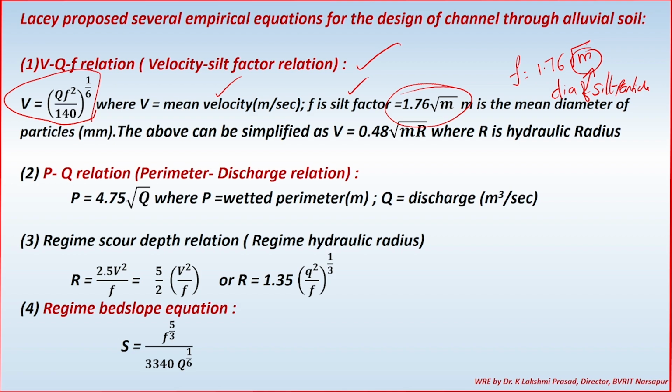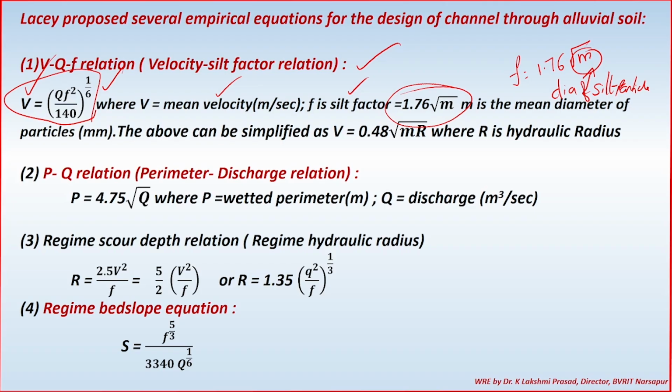Right? Once this is found out, then by using this equation, because normally when you are designing a channel, you are given the discharge and the diameter of the silt particle or silt factor. So knowing the Q and F, you can calculate V. And there is another relation he has given.